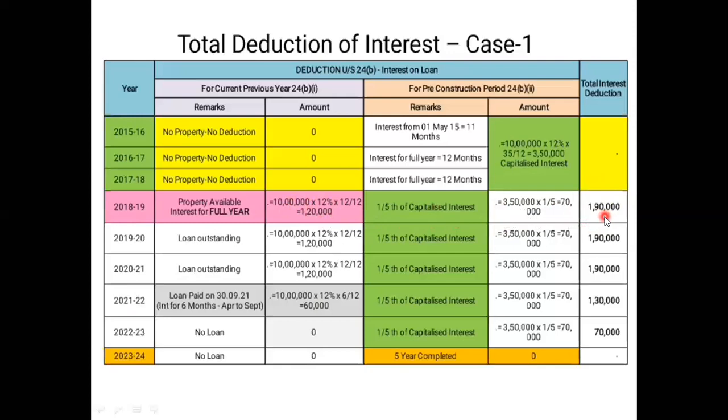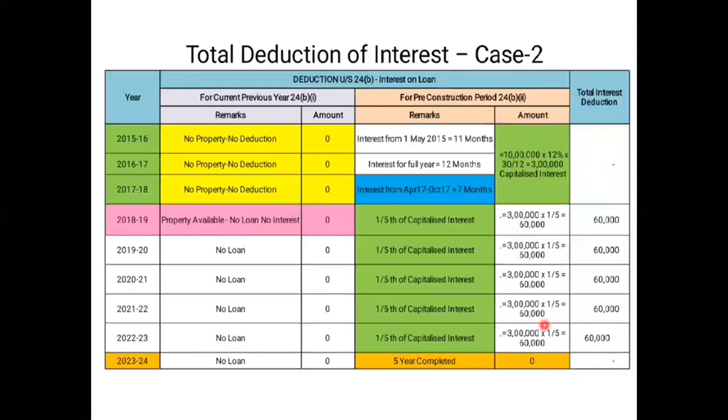Now let's see how it is computed for case 2. Under case 2, you can see that the interest was already computed for pre-construction period, which came up to rupees 3 lakhs. And this 3 lakhs cannot be claimed in 1 year itself. It can be claimed in 5 subsequent years after the completion of construction. So just like how we did in case 1, here the 3 lakhs is taken 1/5 each year. So it comes to 60,000 for 5 subsequent years, starting from 2018-19 till 2022-23. So the pre-construction interest is 60,000 each year.